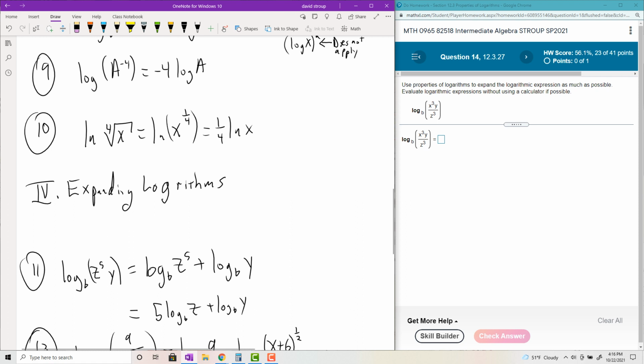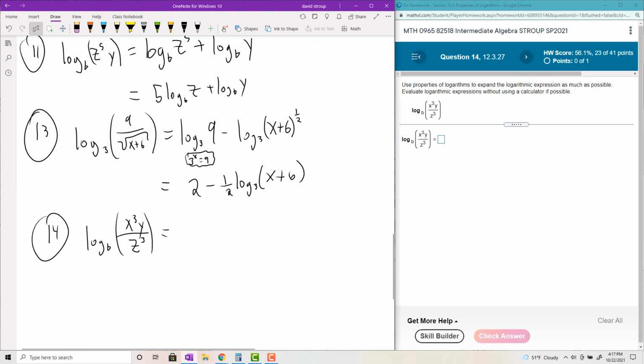I'm going to say, let's always keep it in this order. And I mean, I say always, but a lot of times there are exceptions. So quotient, then I do product, then I do powers. And then when we condense, we're just going to go kind of in the opposite direction.